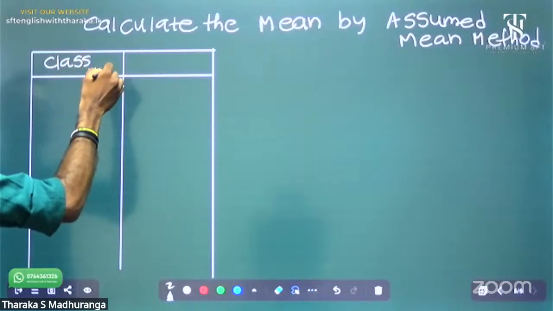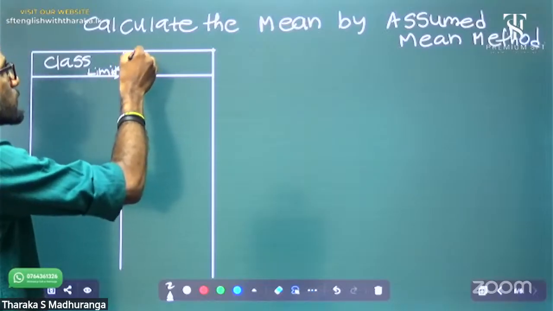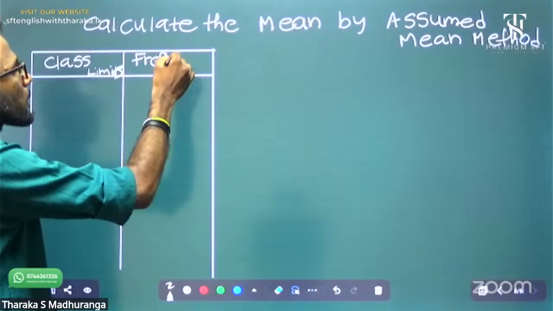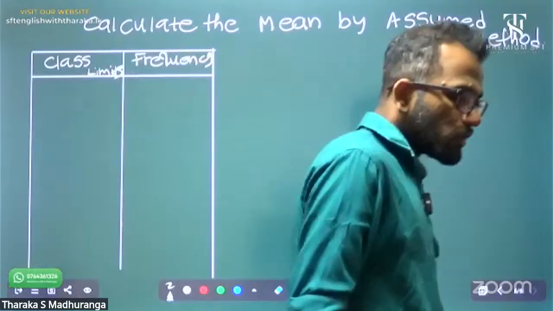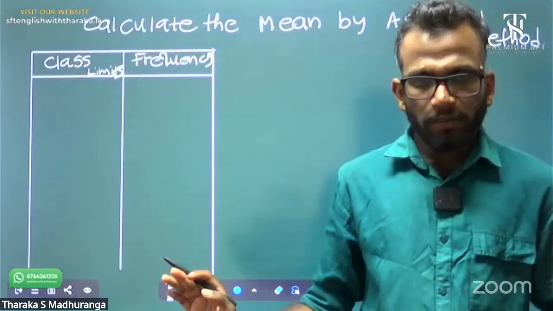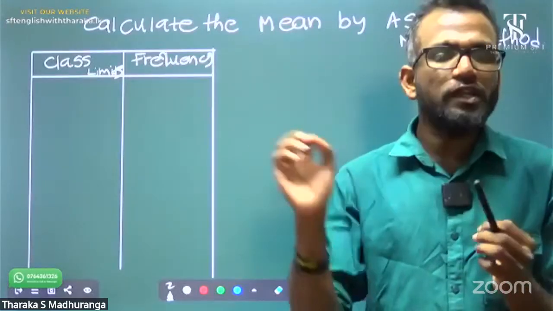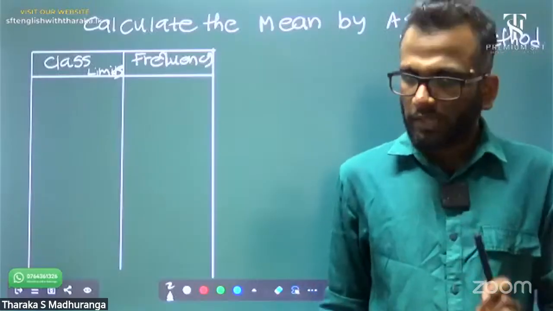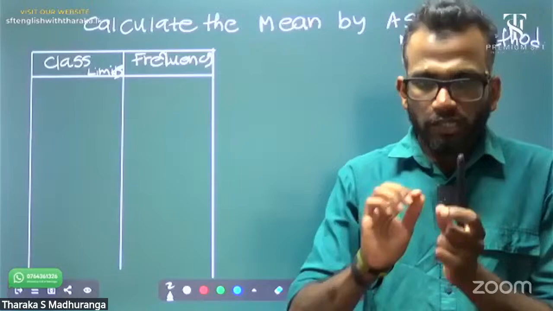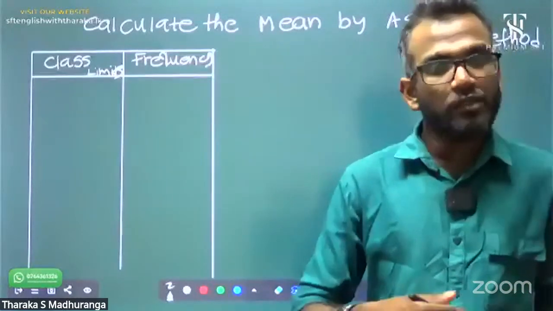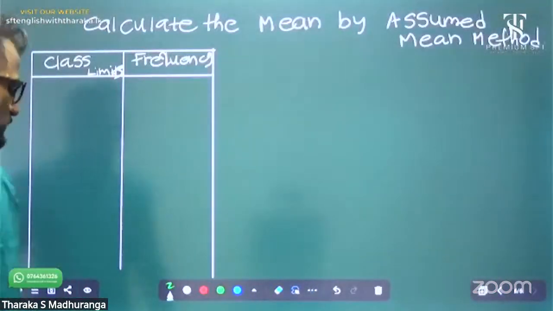Class limits. Frequency. In an exam question, if no method is mentioned and it says calculate the mean, the previous normal method is the method. But if the exam question mentions to use the assumed mean method and calculate the mean, then this is the method. Class limits.